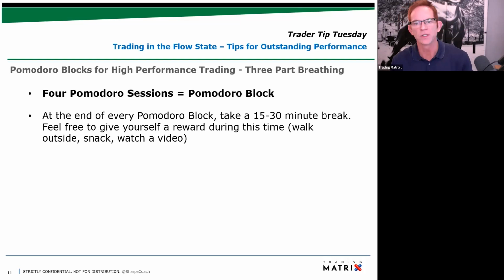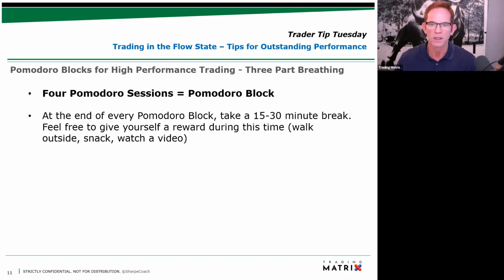4 Pomodoro sessions equals what's called a Pomodoro block. Now, there's no right or wrong way to do this. You could do more, you could do less, but this is a nice frame. 4 sessions equals 1 block. 1 block is 2 hours. So you trade for 2 hours, and at the end of every block, you take a 15 to 30-minute break.